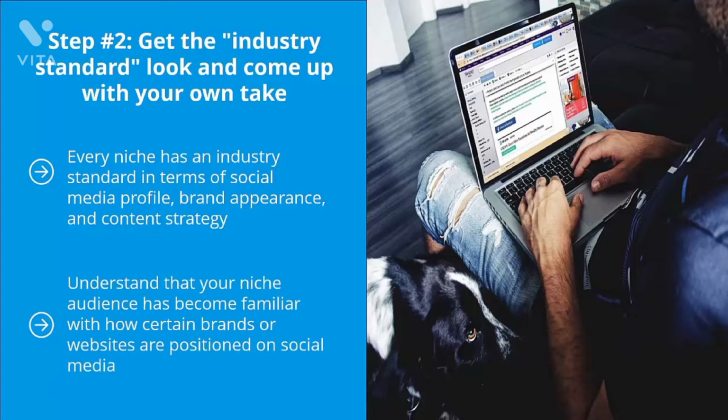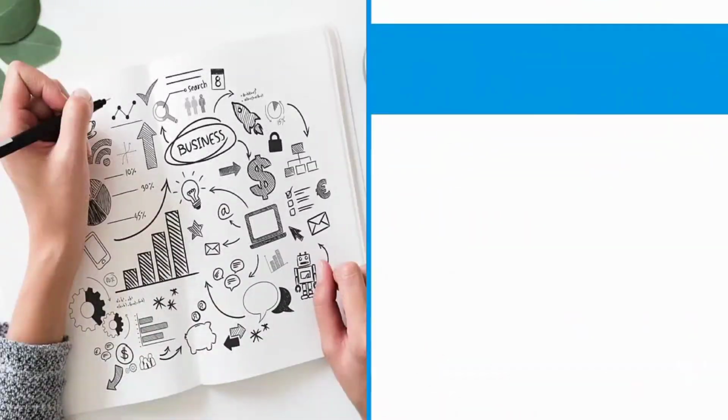Understand that your niche audience has become familiar with how certain brands or websites are positioned on social media. If they can't make heads or tails of your social media brand, they probably would not like your page. It may seem weird to them because it seems so far off from the industry standard. Your job at this step is to figure out the industry standard look, content strategy, and other elements and come up with your own take.